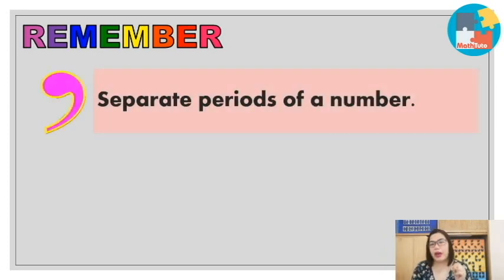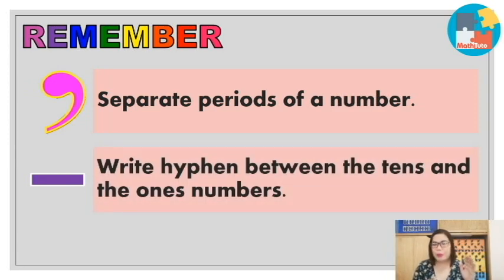First, the use of comma, which separates the periods of a number. So just as in the number, we use a comma to separate the periods, the same in writing these numbers into words. So in words, to show the separation of periods, we use the comma. Second is the use of hyphen. So we write a hyphen between the tens and ones numbers, no? And this happens in every period.